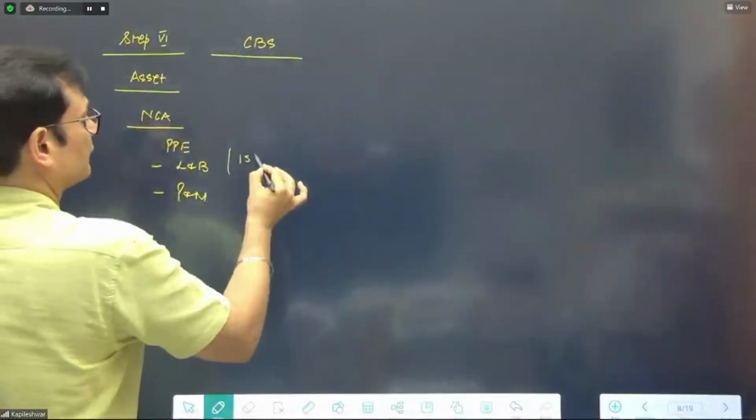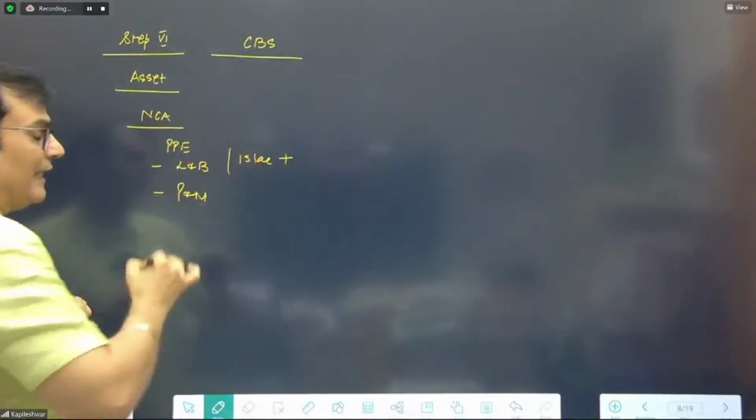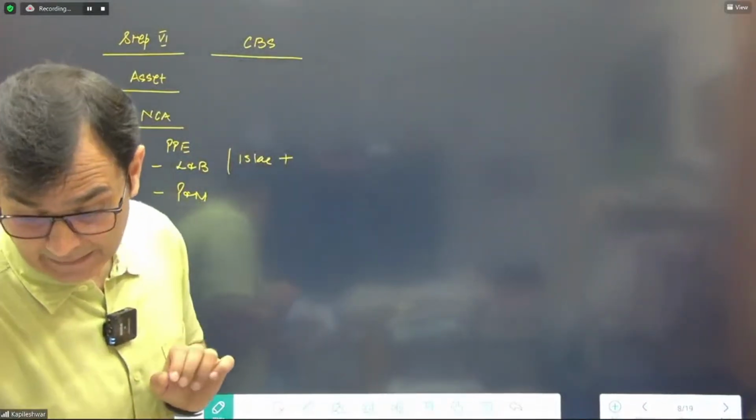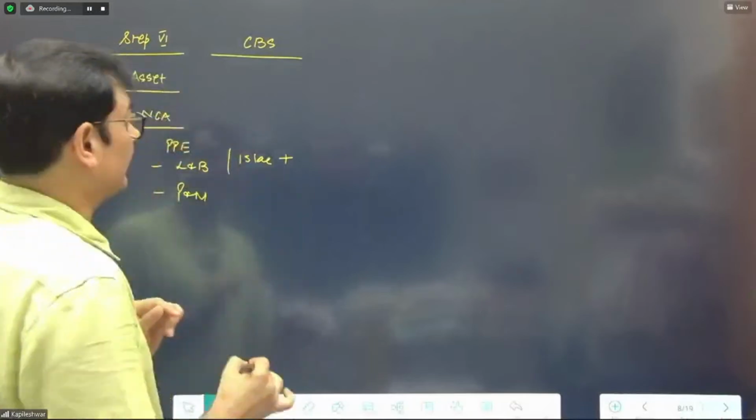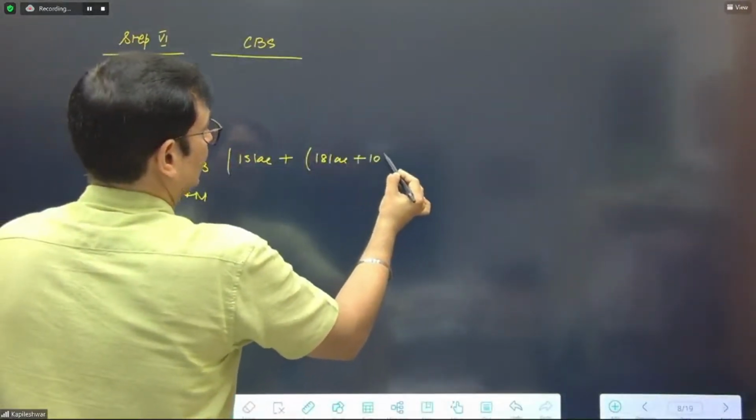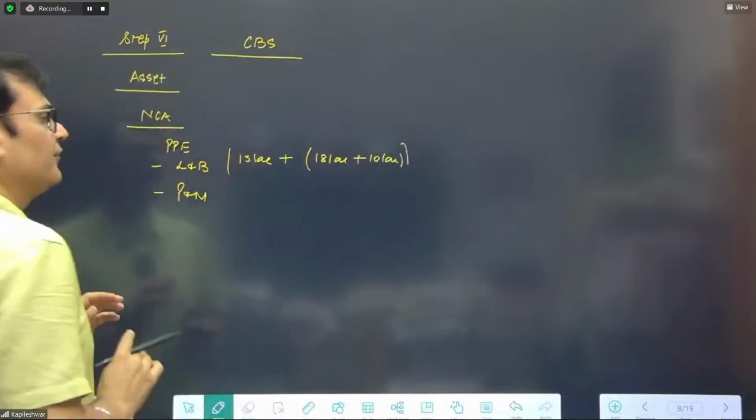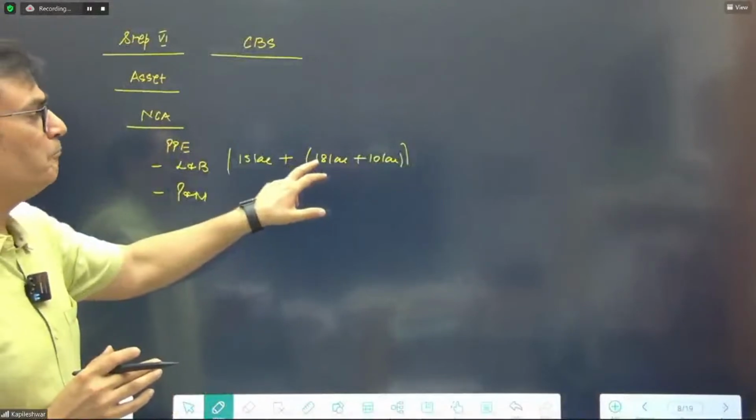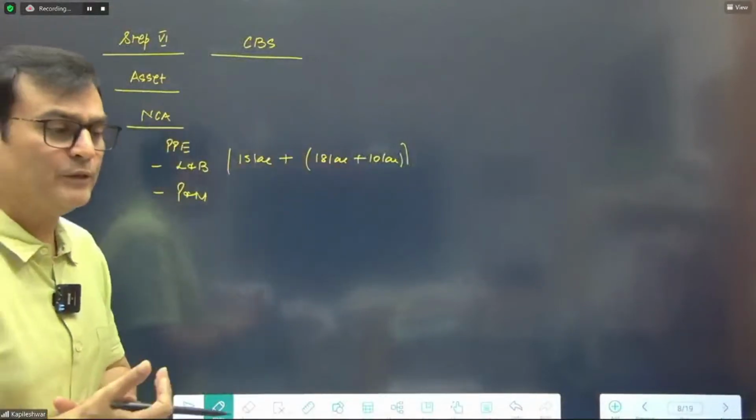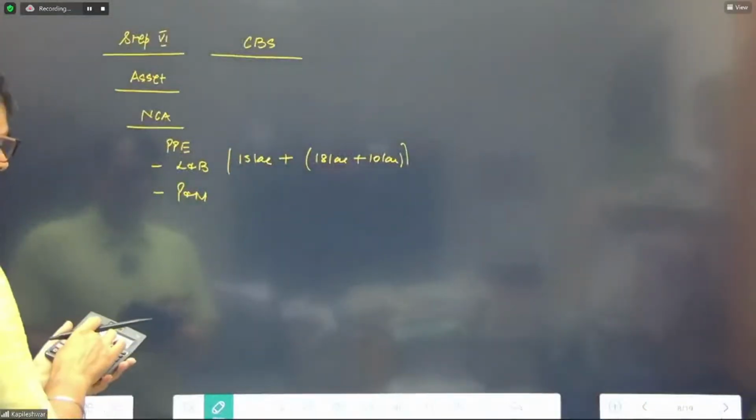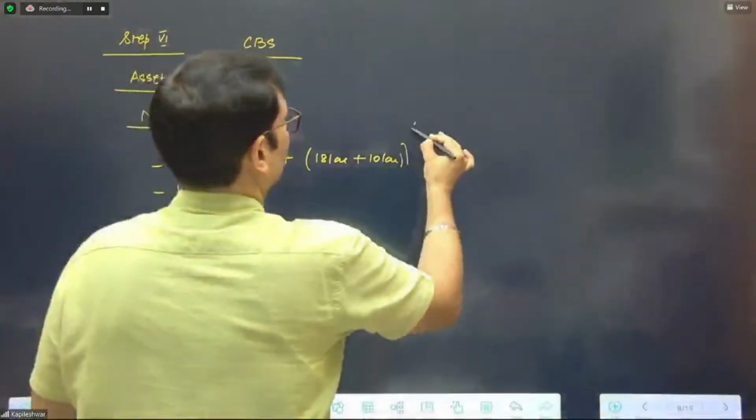So land and building is appearing at 15 lakhs for the parent, and the land and building for the subsidiary is being taken at an increase of 10 lakh. So it was 18 lakhs for the subsidiary, another 10 lakh increase, but there is no depreciation given. So we've taken the book value plus the fair value increase. So that works out at 15 plus 28 makes it 43 lakhs.